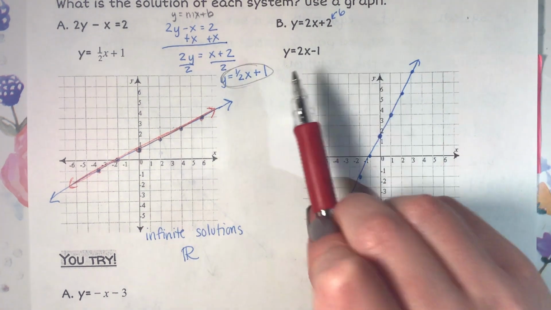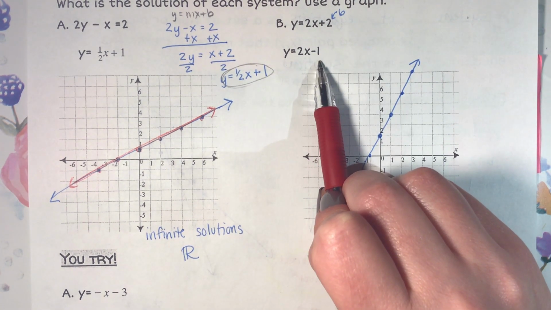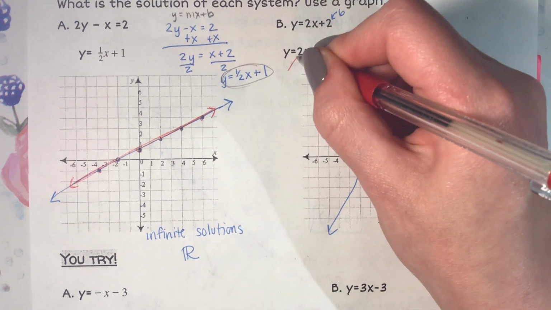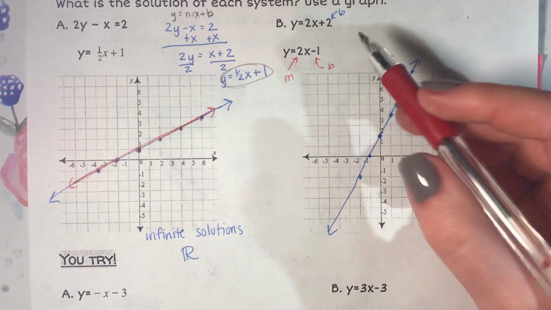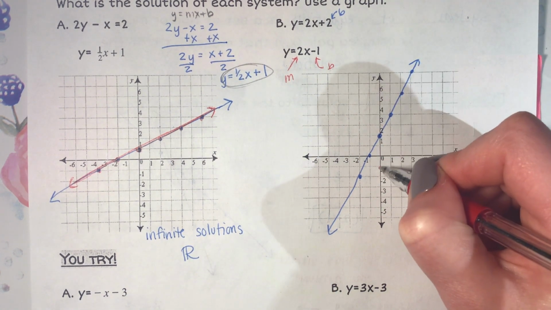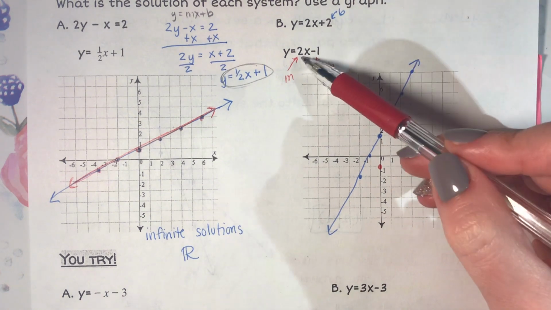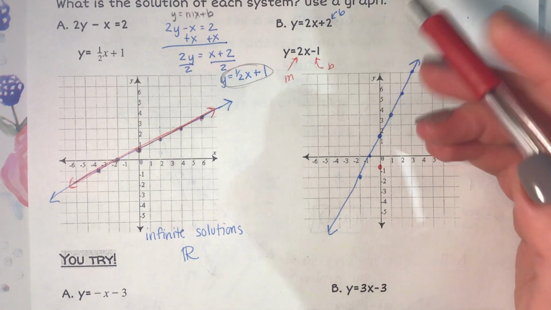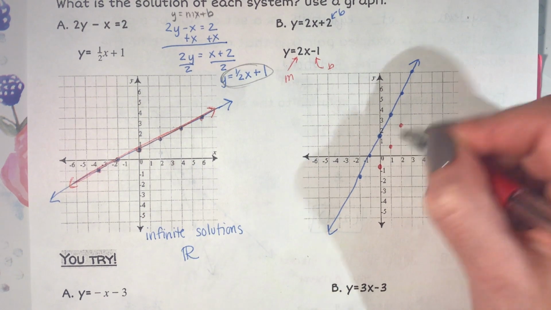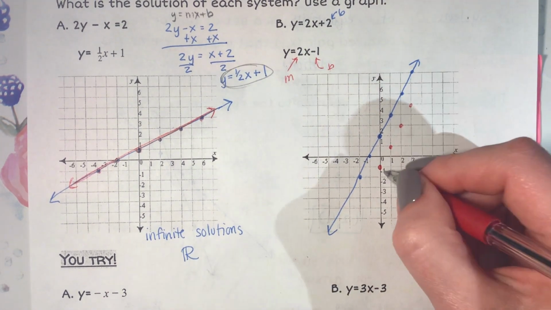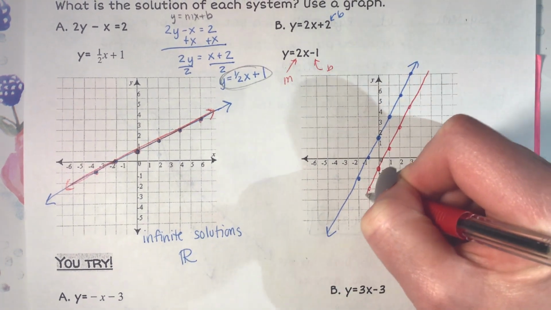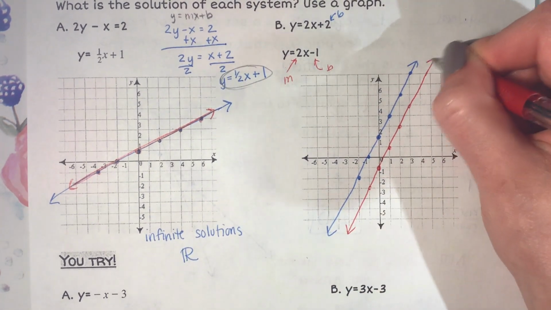Let's do my second equation. This is y equals 2x minus 1. The minus 1 is the b, and the 2 is the m. So first, I need to graph my y-intercept at -1. Then I need to graph the slope of 2. So that's up 2 over 1, up 2 over 1. I'm going to connect all my dots.